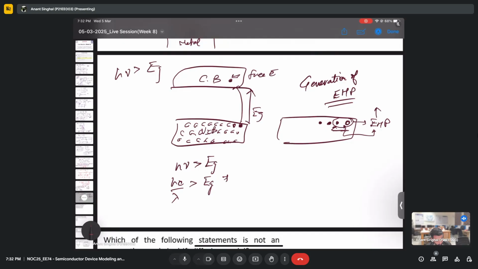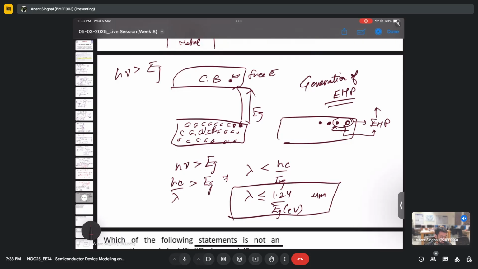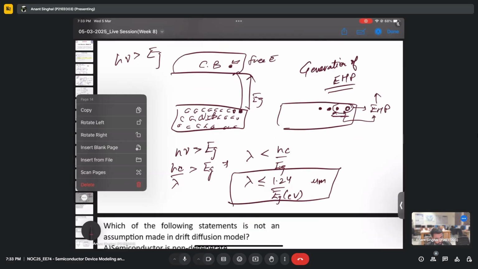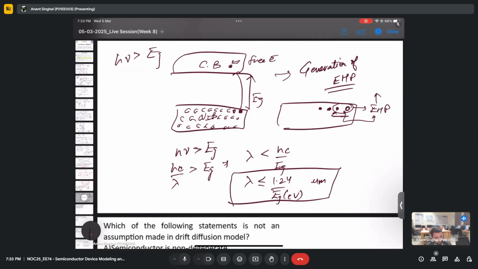Let's say we try to calculate the wavelength. It will be something less than hc by Eg. If we try to solve it, h and c are both constants, so it comes out to be something like 1.24 by Eg in electron volts, and this whole is in micrometers. So we need a wavelength lesser than this value to have the generation of an electron hole pair.